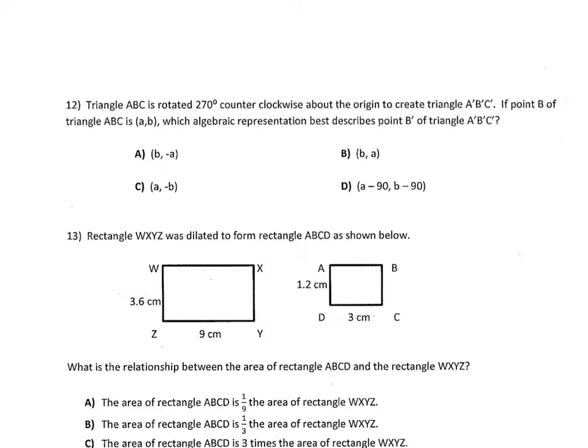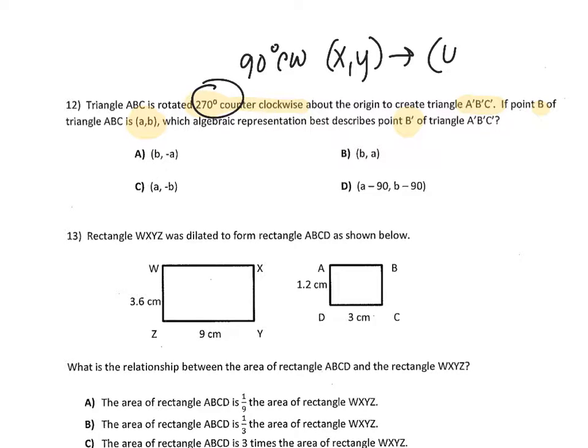Number 12, if triangle ABC is rotated 270 counterclockwise about the origin to create A prime, B prime, C prime, and point B of ABC is like x and y, which algebraic representation best represents B prime? Like I said, I'm going to leave all those rules up, but the rule for 270 counterclockwise is the same as 90 clockwise, which would be x and y, they flip places, and then your second number becomes negative.